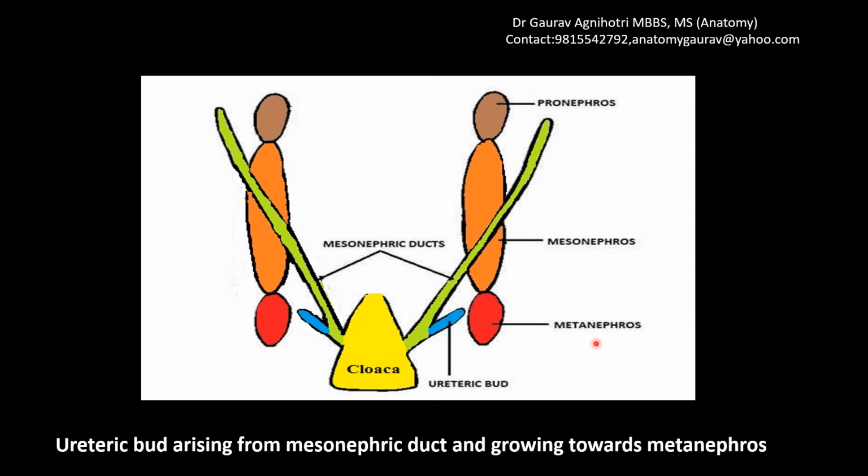Now this metanephros gives rise to the excretory component of the kidneys. That is, it gives rise to the nephron. And what about the collecting component of the kidney? Well, that arises as a bud called the ureteric bud, which arises from the lower part of the mesonephric duct. So this blue structure, ureteric bud, gives rise to the collecting component of the human kidney, while this red structure, the metanephros, gives rise to the excretory component of the kidney, that is the nephron.